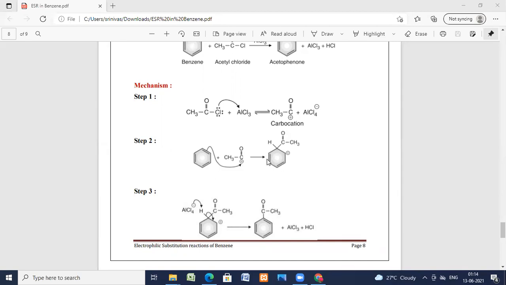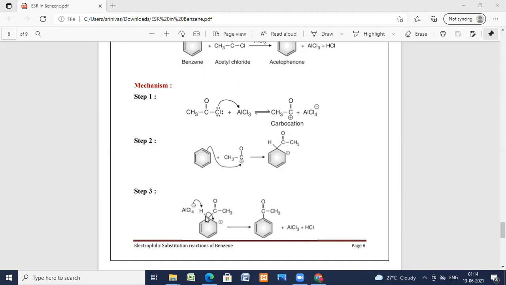Different resonance structures 1, 2, 3 are formed, as we have discussed previously in nitration, sulfonation, halogenation, alkylation. The same takes place even for acylation. So, due to these resonance structures, the carbocation of the benzene, after attachment of the electrophile, is getting completely stabilized. And finally, the product is formed.